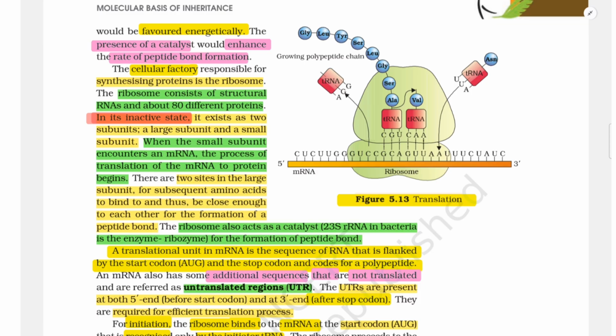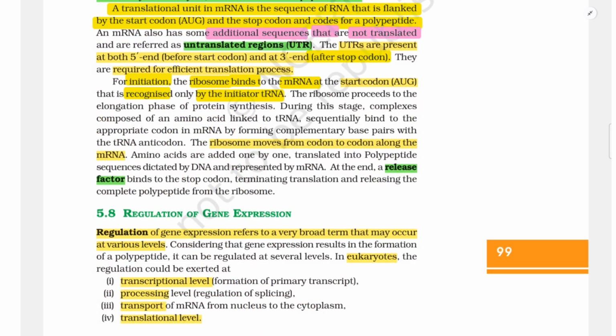The ribosome also acts as a catalyst, that is, 23S rRNA in bacteria is the enzyme ribozyme for the formation of the peptide bond. A translation unit in mRNA is the sequence of RNA that is flanked by the start codon AUG and the stop codon and codes for a polypeptide. An mRNA also has some additional sequences that are not translated and are referred to as untranslated regions, UTR. The UTRs are present at both the 5' end before the start codon and the 3' end after the stop codon. They are required for efficient translation process.